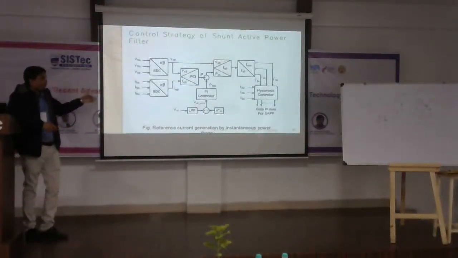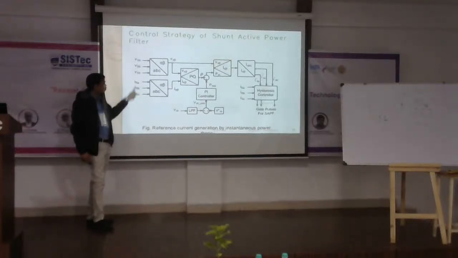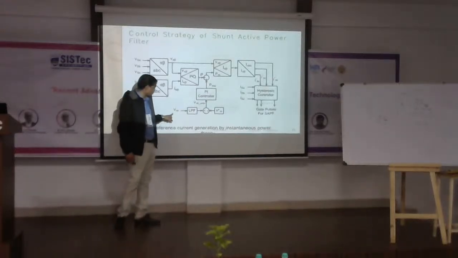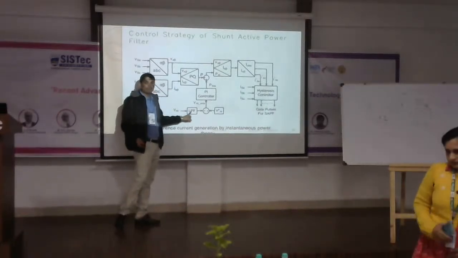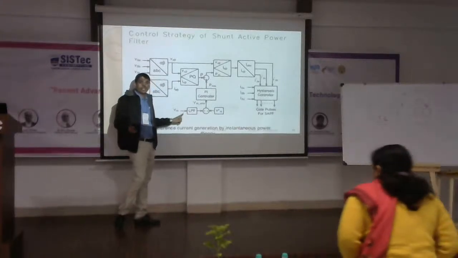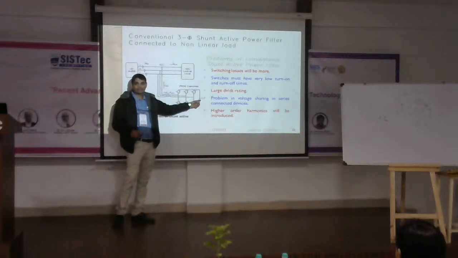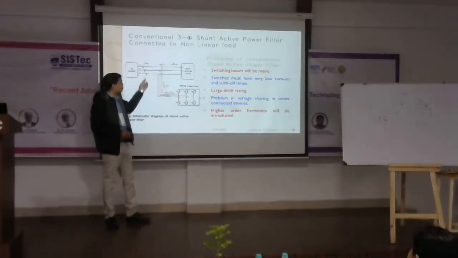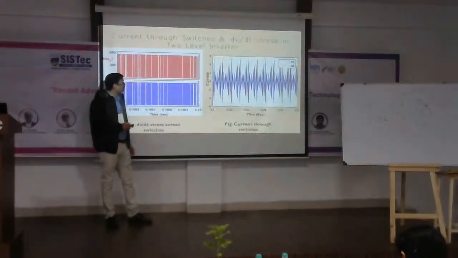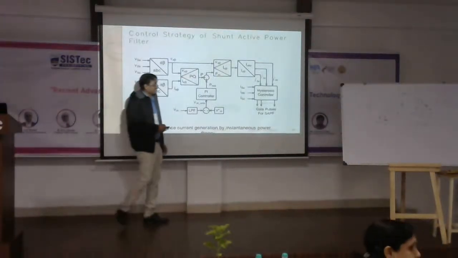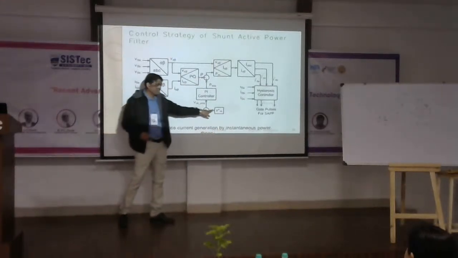So this is the algorithm. How can we generate a pulse? You can see we have taken the source voltage and source current as feedback, and we have also taken the DC link voltage as a feedback to generate a compensating current. So you can see we have taken the actual DC voltage and the reference DC voltage.